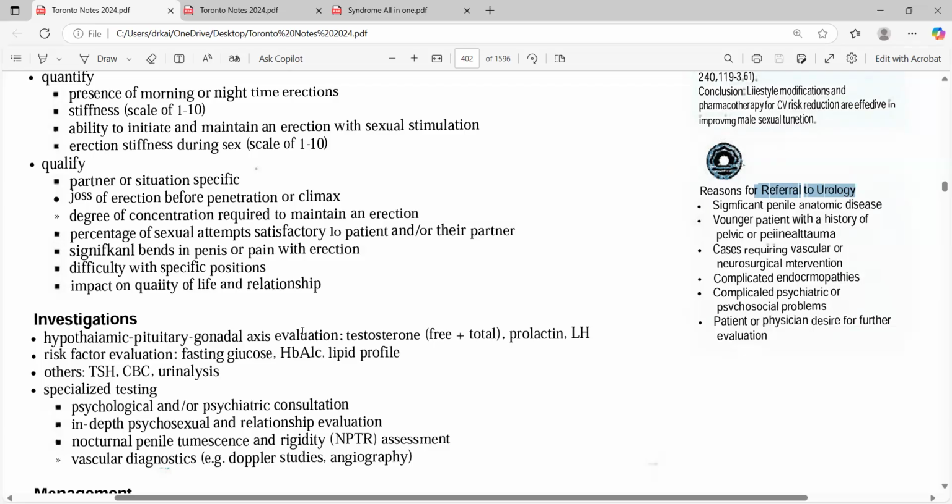Then the psychiatric issues, a psychological one. In that cases you have to refer, and then the patient or the physician desire for doing that. So you cannot see that there is no red flag. All that is not managed by a family physician. In that cases we are referring them to urologist.